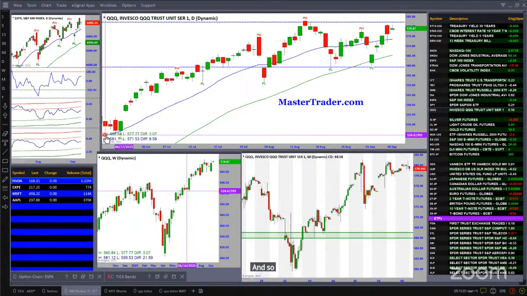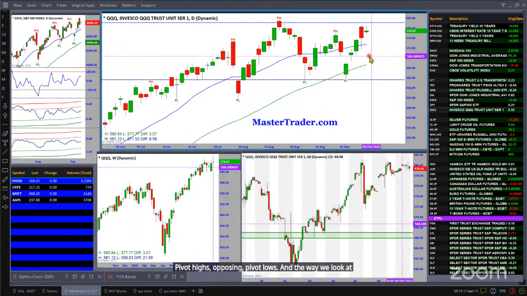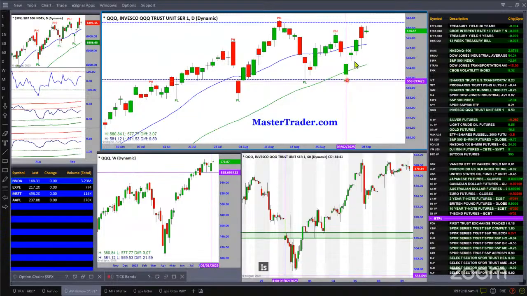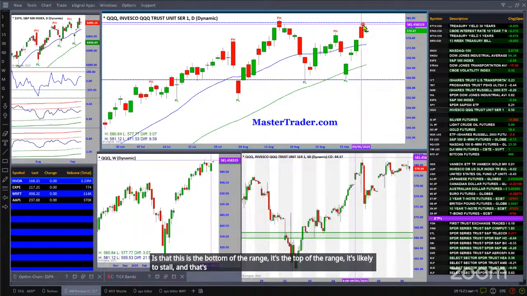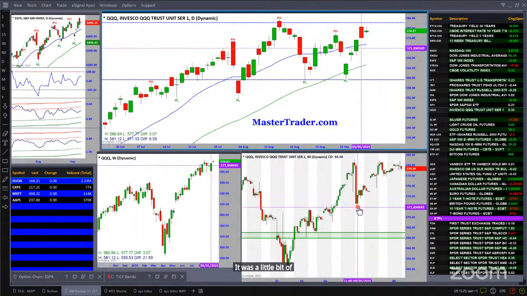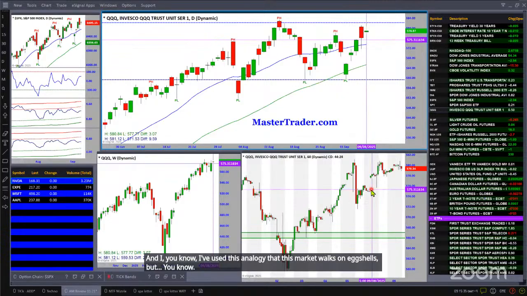And so now it's a trading range, right? Pivot highs, opposing pivot lows. And the way we look at something like this, what we call our factory work, meaning how we interpret patterns, is that this is the bottom of the range, this is the top of the range. It's likely to stall. And that's exactly what happened on Friday. It was a little bit of a violent move to the downside on that gap up. And I've used this analogy that this market walks on eggshells, but, you know, never really breaks them.